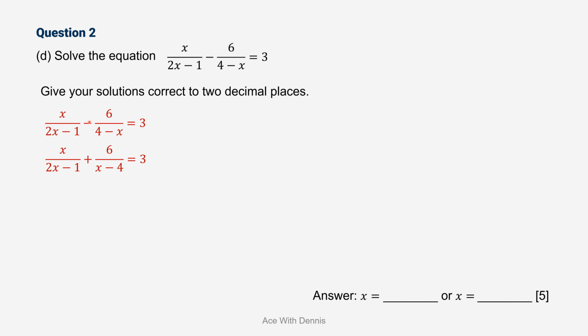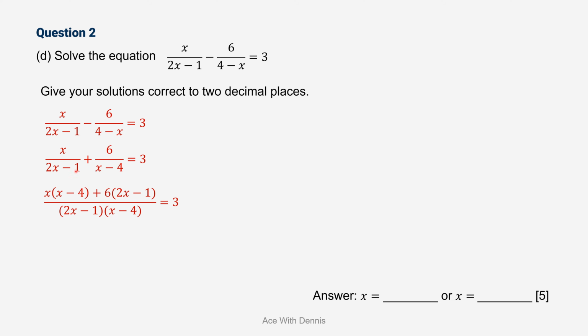So when it changes from minus to plus, I will swap this denominator from 4 minus x to x minus 4. Okay, the rest is the same. So this will be x over 2x minus 1, and the right hand side equals 3. Next, I want to make these two algebraic fractions have the common denominator, which is 2x minus 1 times x minus 4.